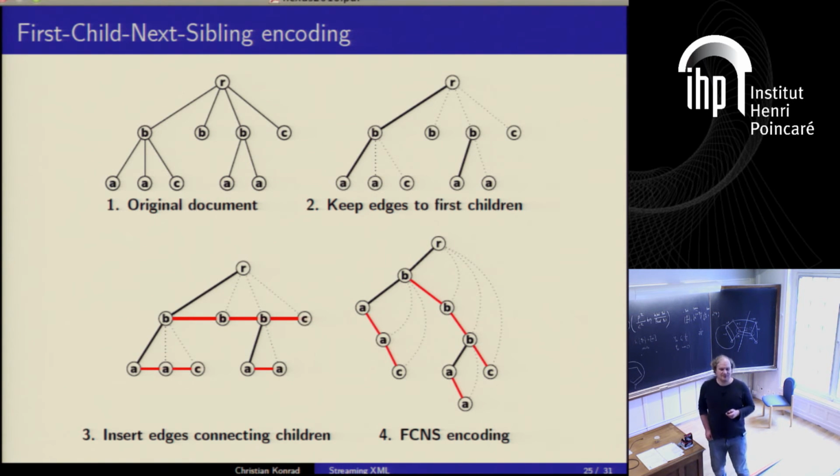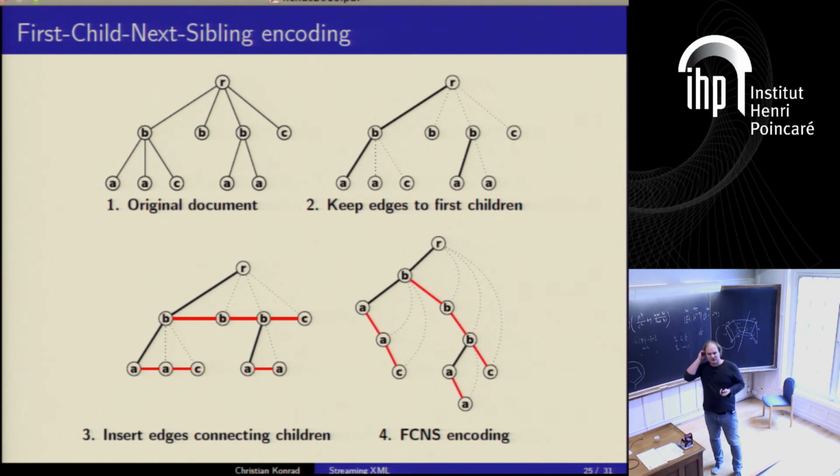So the first child next sibling encoding looks as follows. Here's our original document. So you keep the edges to your first child and you remove all other ones. And then you simply connect the children among each other like that. So these children are, for instance, connected here. And this gives you the first child next sibling encoding, because essentially a child of, for instance, B is the first child that we had and the next sibling.